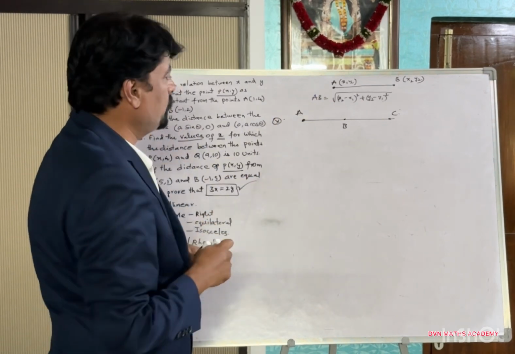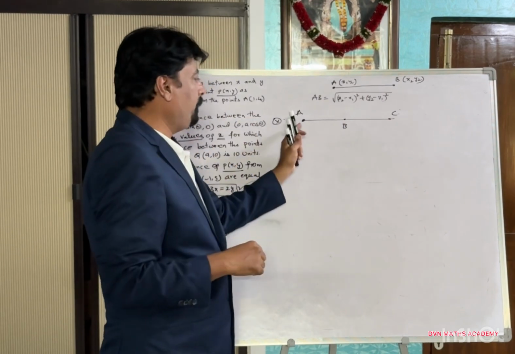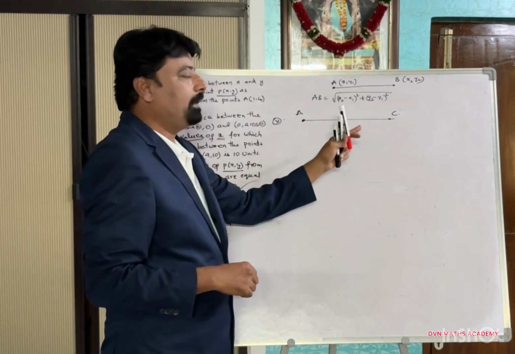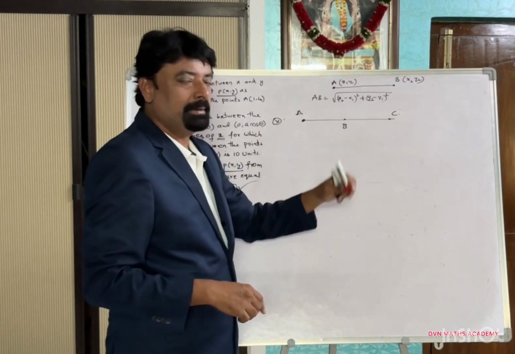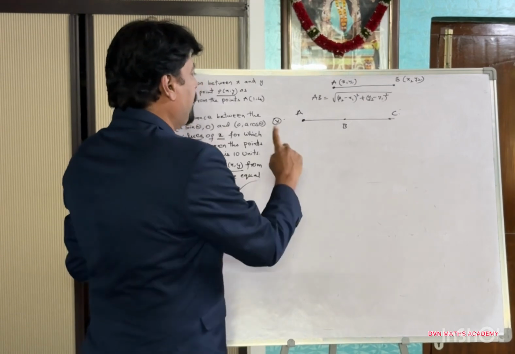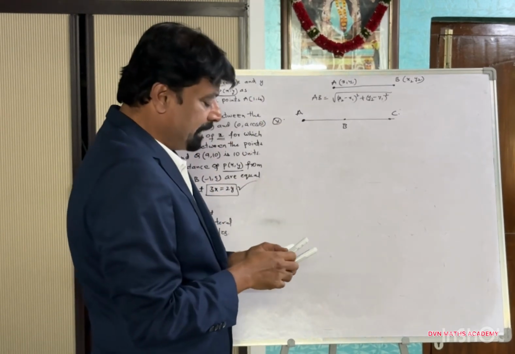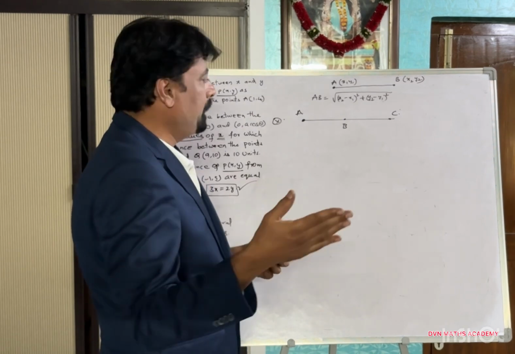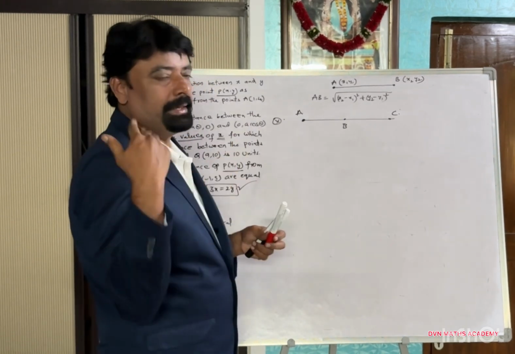State syllabus students will do it by using the area of triangle formula. If you apply the area of triangle formula and get 0 as the answer, then directly you write A, B, C are collinear. But sometimes he will ask you to prove A, B, C are collinear by using the distance formula only. For CBSE students, there is no area of triangle formula, so they need to use only the distance formula.